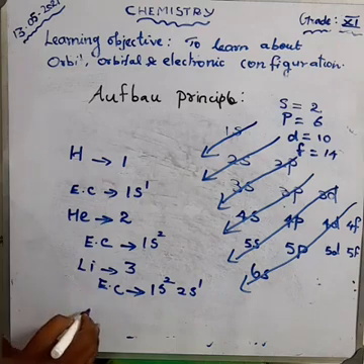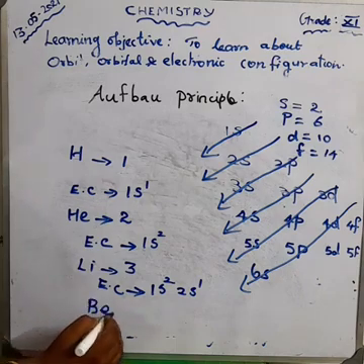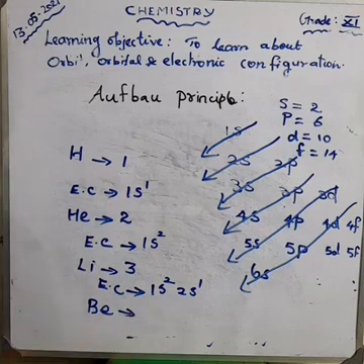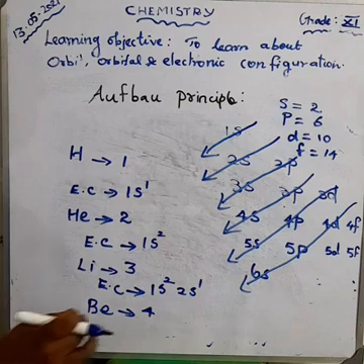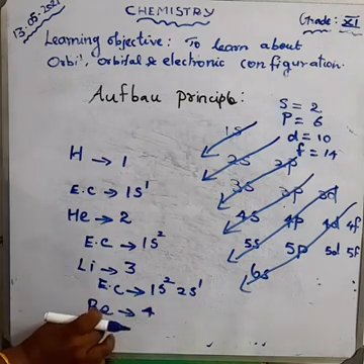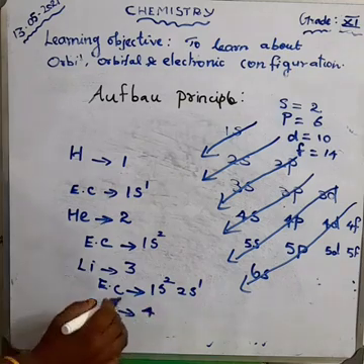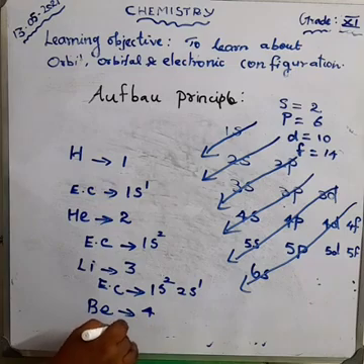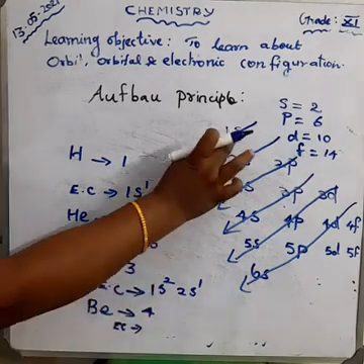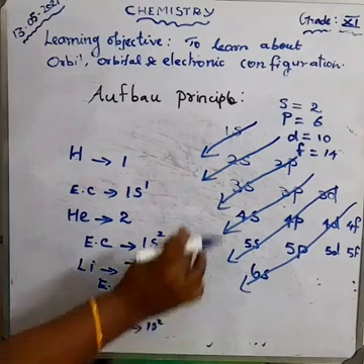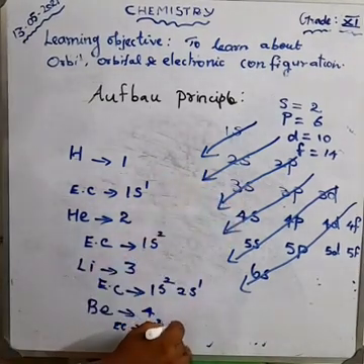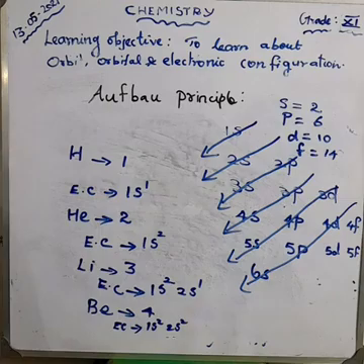And then beryllium. Beryllium, atomic number 4. So you know 4 electrons are present in the beryllium atom. So the electronic configuration for beryllium, 4 electrons, so 1s2, 2s2.